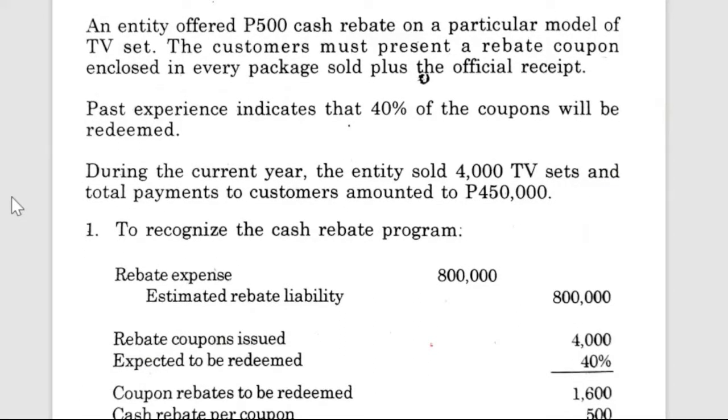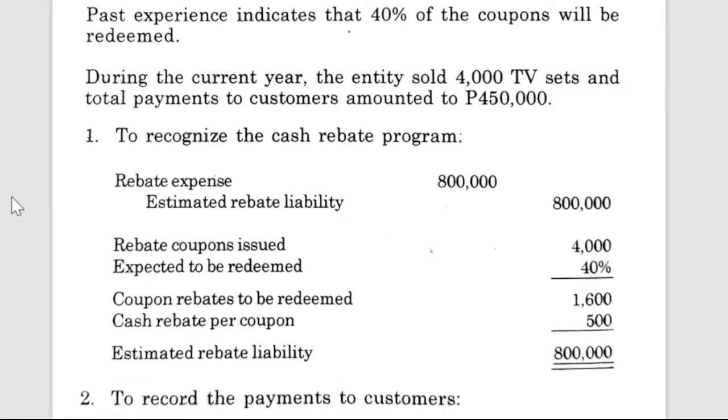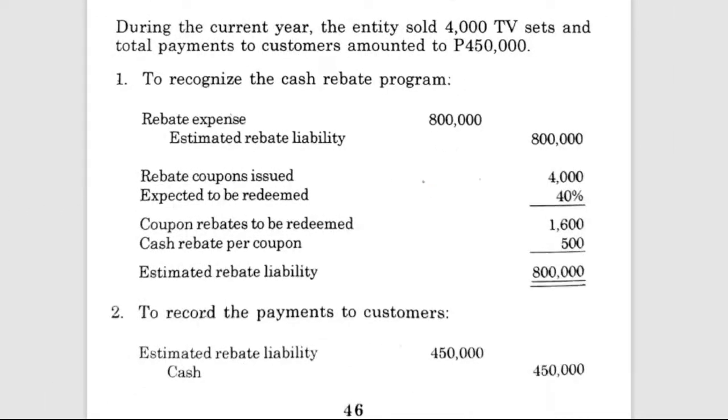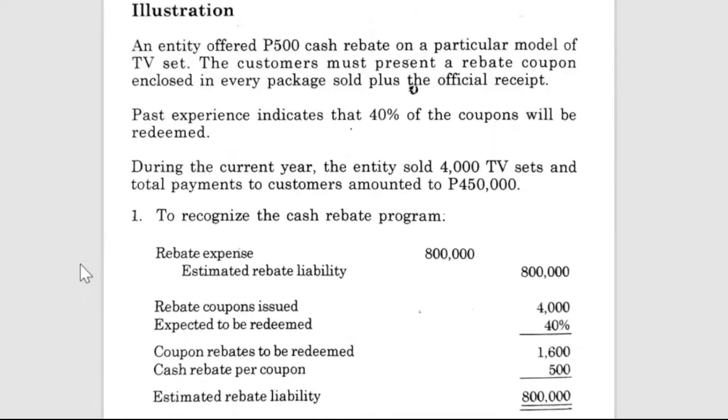Okay, the following are the entries. To recognize the cash rebate program, debit rebate expense and credit estimated rebate liability. So how do we get the 800,000 amount? If you can recall, how many TV sets were sold? There are 4,000 TV sets, and the condition is that they will get a 500 cash rebate on a particular model of TV set, per TV set purchase. So it is 1:1, one TV, one coupon. How many coupons are available? That's 4,000 TV sets, so 4,000 coupons.